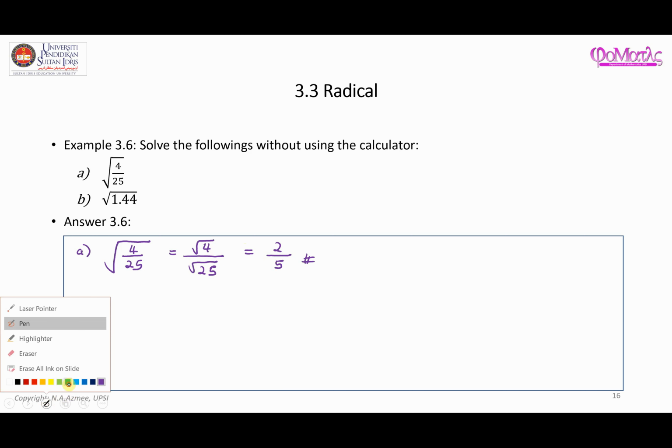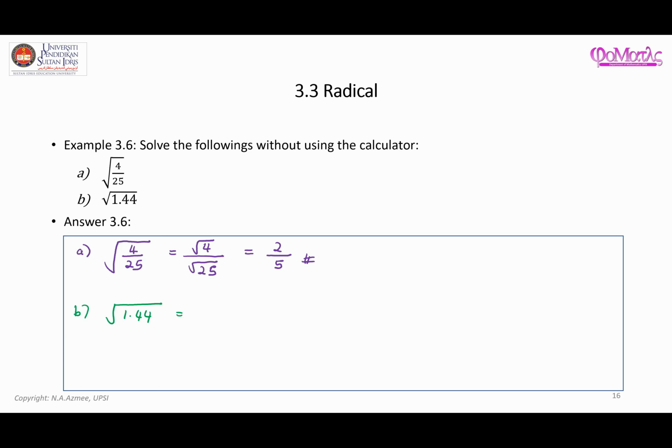Now how about the second question, B? So we have 1.44, and 1.44 might not be a familiar number, but 144 is pretty familiar. 144 is just 12 times 12. We know that. So I'm just going to manipulate that by writing 1.44 in terms of 144 over 100. You can see that 144 over 100 is the same thing as 1.44.